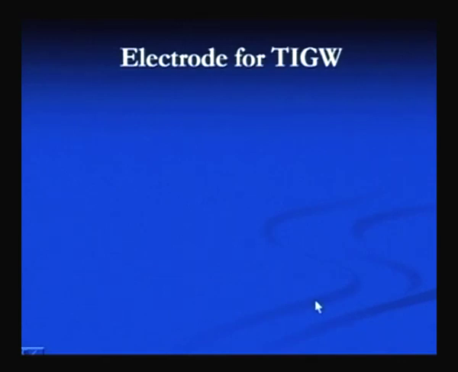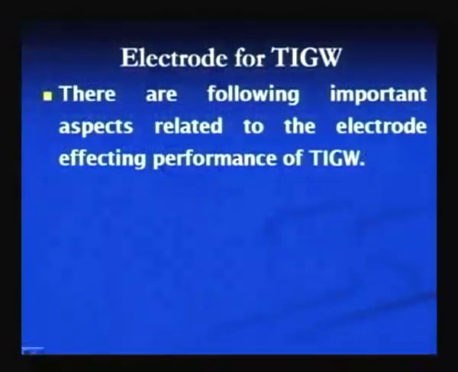We can see the things now in the welding torch. The nozzle plays a significant role in forming a perfect shielding around the weld pool, and another component, the electrode of the welding torch, supplies the desired current to extract an arc between the electrode and workpiece. The electrode plays a major role in successful welding by the TIG process, and there are certain important aspects related to the electrode which affect the performance of tungsten inert gas welding.